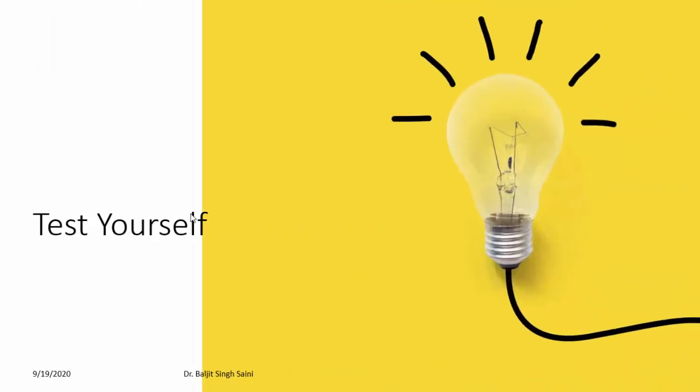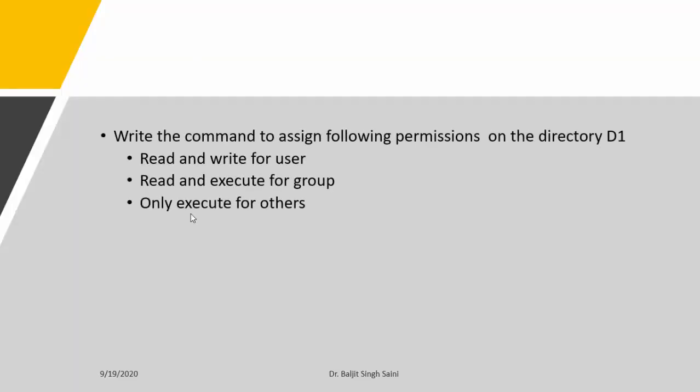Now it is time for some questions. Question number 1: write the command to assign the following permissions on the directory, let us suppose D1. If you don't have the directory D1 in your system, just create it. I want read and write for the user, read and execute for the group, and only execute for others. What command should I write? I hope you got it correct. The answer was chmod 651 D1.